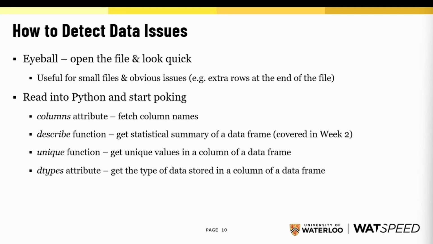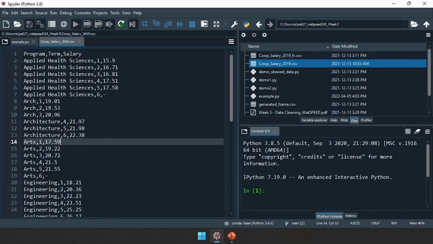As an alternative, we can read our file into Python and just start poking around with a few built-in functions. We can get the columns for our data frame. We can use the describe function to get a statistical summary of our data frame. We looked at this in week 2. We can get a list of unique values in a column of a data frame using unique, and we can use a special function called dtypes, which will tell us what kind of data we're holding inside of a column in our data frame. Let's quickly flip back to our file and just remind ourselves of what we're looking at.